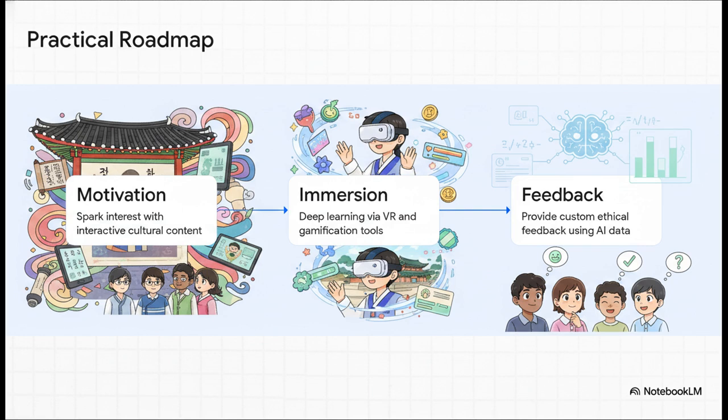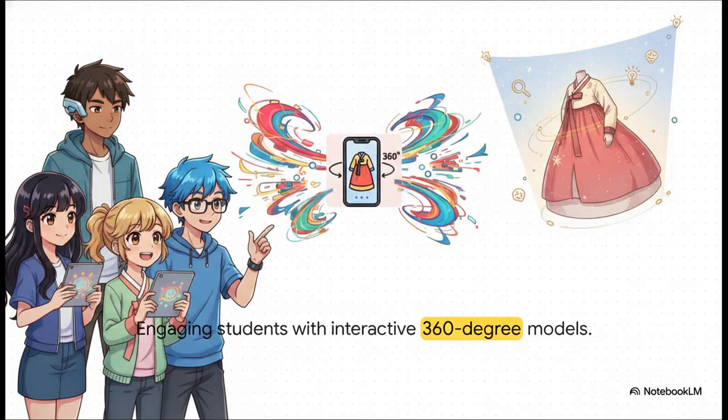Let's break down exactly what these steps look like in your actual classroom. Picture this for step 1. To spark that initial motivation, you might let your students take out their phones and explore a 360-degree digital model of a traditional hanbok. Instead of just pointing at a flat, boring photograph, you're giving them the agency to literally spin the model around, zoom right in on the fabric, and immediately capture their curiosity. You've instantly hooked them just by using digital culture.